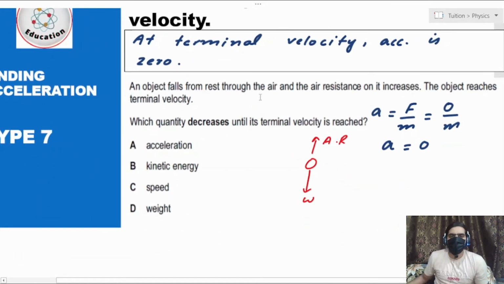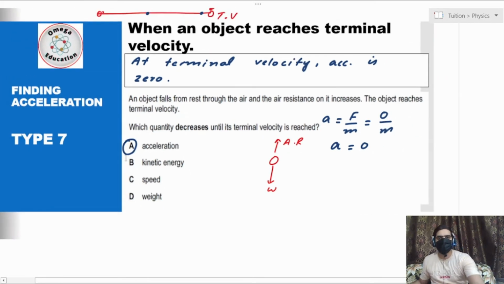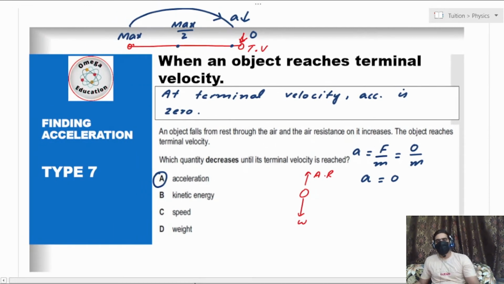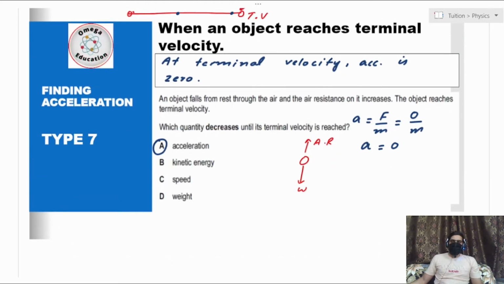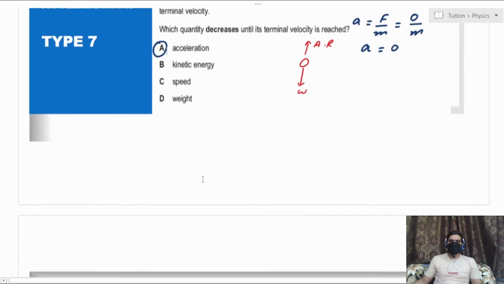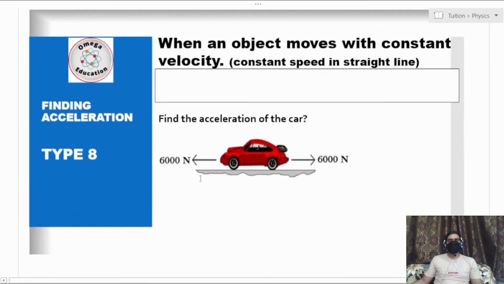Now take a look at the question once again. An object falls from rest through the air and the air resistance on it increases. The object reaches terminal velocity. Which quantity decreases until its terminal velocity is reached? Acceleration. Until the terminal velocity is reached, acceleration decreases, and when the terminal velocity is reached, acceleration reduces to 0. All right, let's move on to the next one.